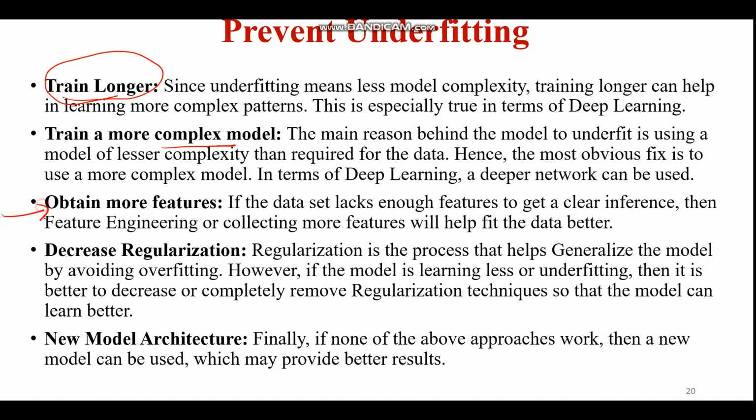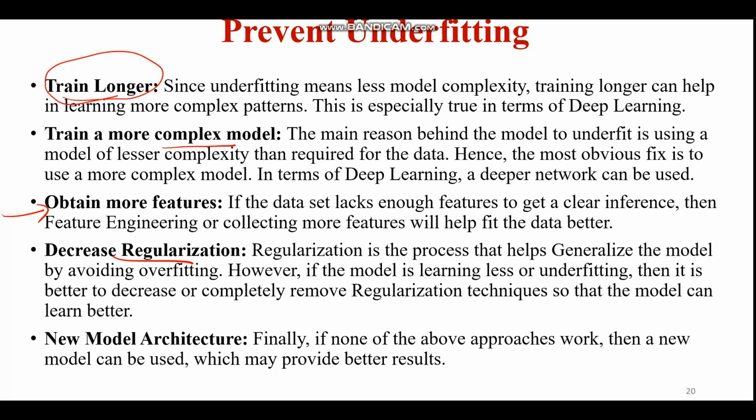Now another cause for underfitting is training with very few features. So how can we overcome that problem? More features can be used for training the model. If the dataset lacks enough features to get a clearer inference, then feature engineering can be done to collect more features and it will fit better. And then another important factor is regularization. If we regularize the data too much, beyond a limit, it will also lead to the problem of underfitting.